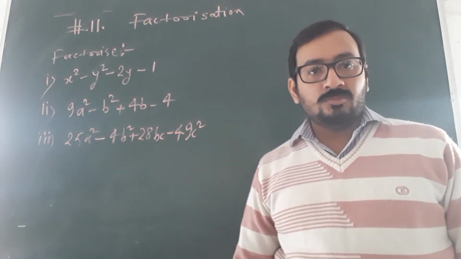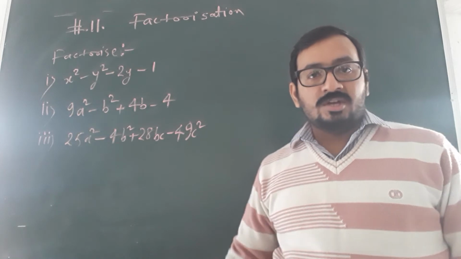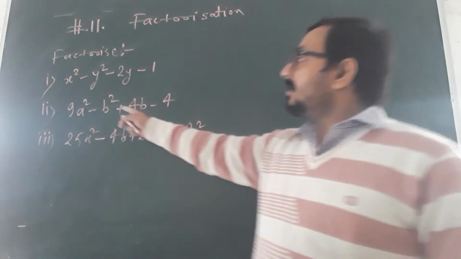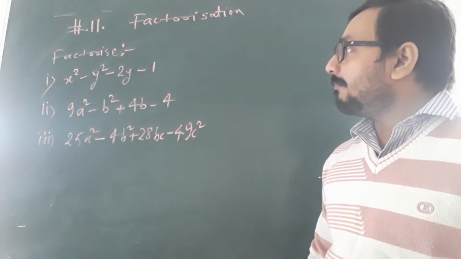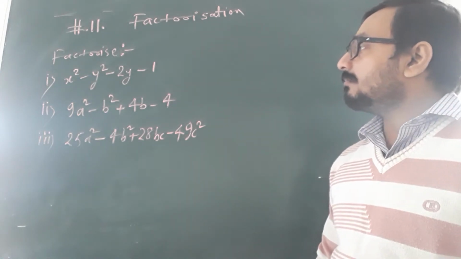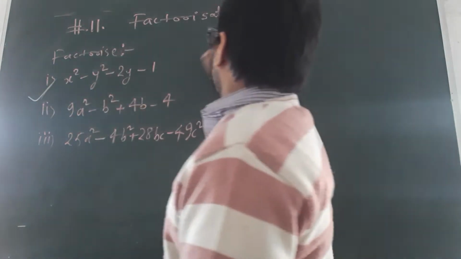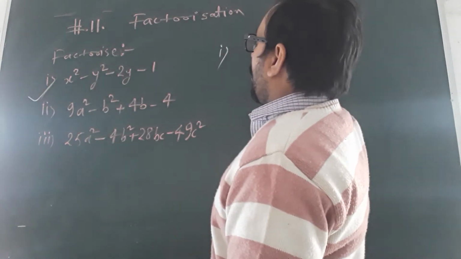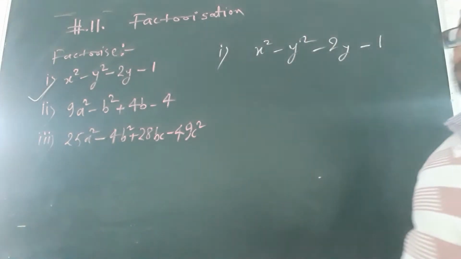Hello dear, today I am going to discuss with you the next level of factorization. See here, factorize x squared minus y squared minus 2y minus 1. We have to factorize this. Okay, so let us start. x squared minus y squared minus 2y minus 1.